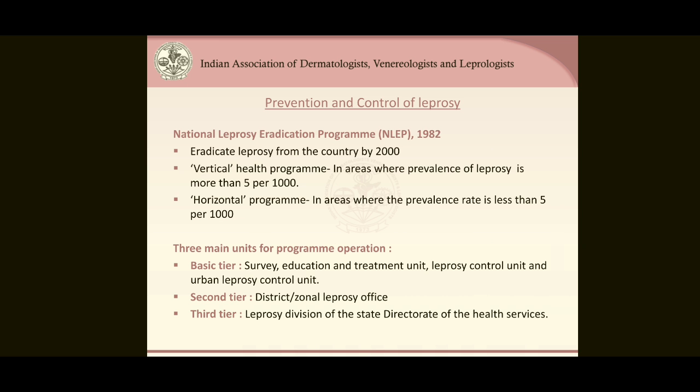Three main units of this program include basic tier, that is survey, education and treatment unit, leprosy control unit and urban leprosy control unit. Second tier will include district or zonal leprosy office. Third tier include leprosy division of the state directorate of the health services.